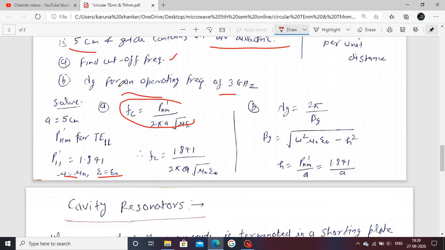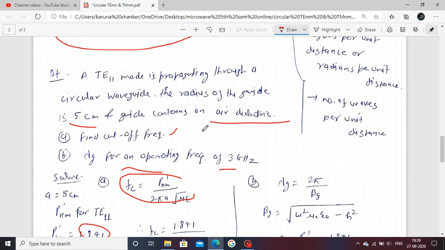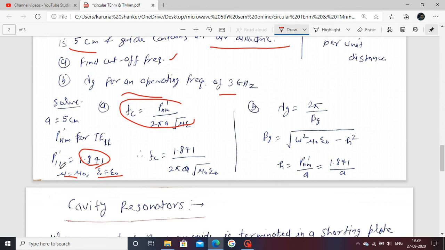For TE11, the Pnm dash value is 1.841. This is not written here, but it is also given in equation form, so note it in your mind. TE11 is your dominant mode. The value of Pnm dash is equal to 1.841, and in this equation, a is equal to this. Now put in the value and you find your cutoff frequency.